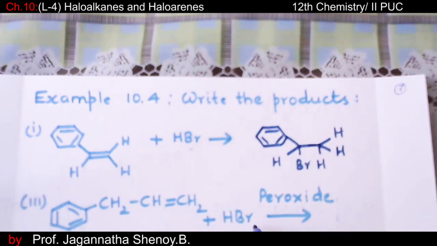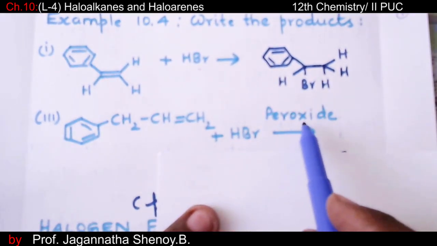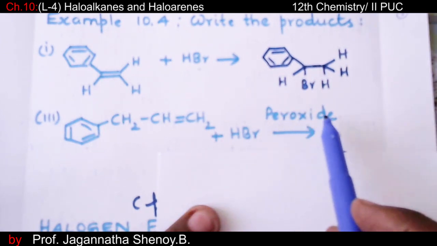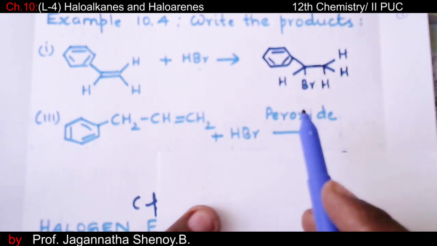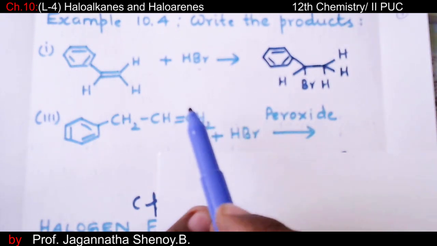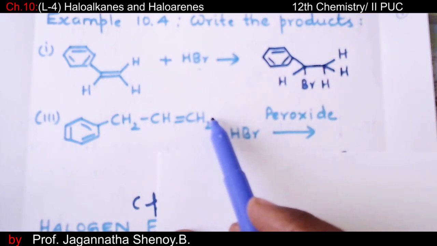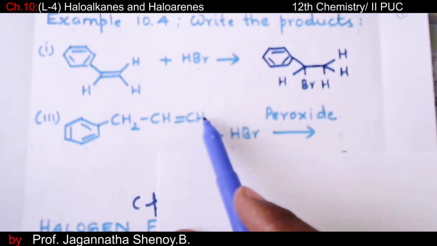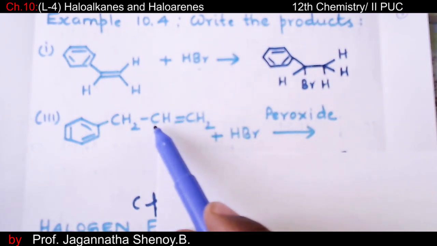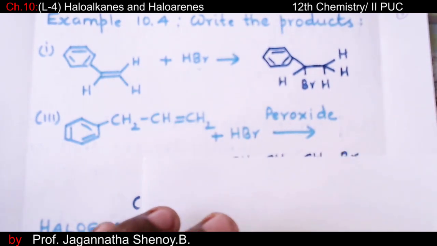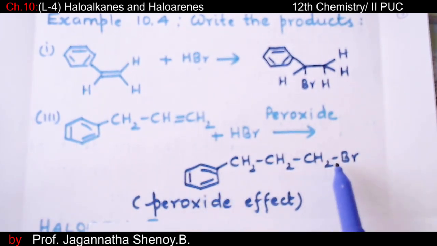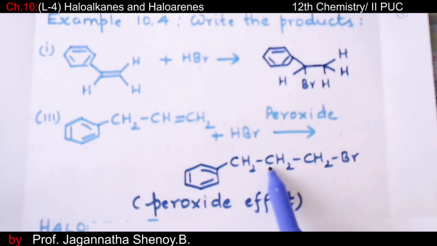Here it is HBr in presence of peroxide, and you know that addition should take place according to anti-Markovnikov's rule or peroxide effect. According to that, bromine atom should go to carbon atom involved in the double bond containing more number of hydrogen atoms. So bromo group will go to terminal carbon and hydrogen goes to the other doubly bonded carbon atom. So what should be the product? The product is, you can make out bromine has gone to terminal carbon, hydrogen has gone to the other doubly bonded carbon atom. That's why this is the product obtained.